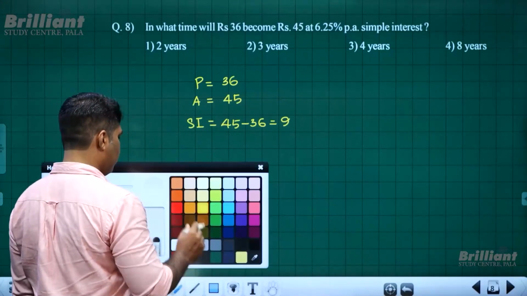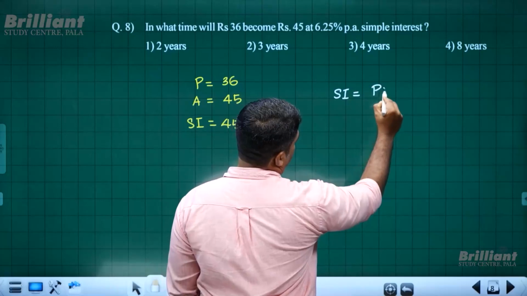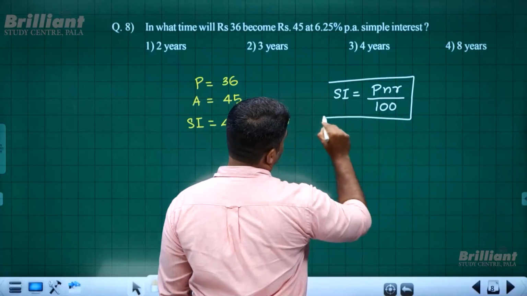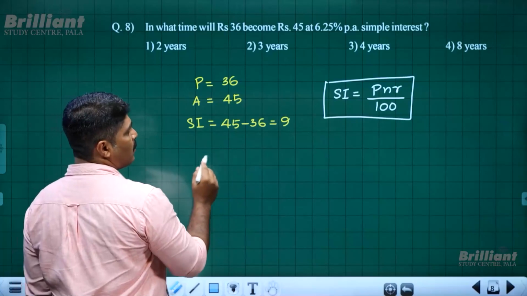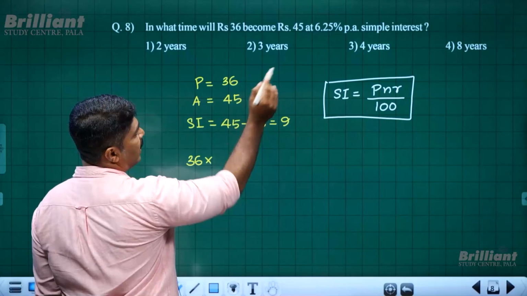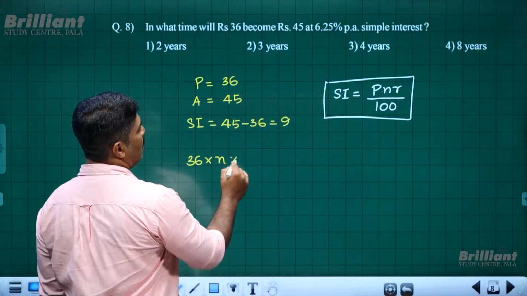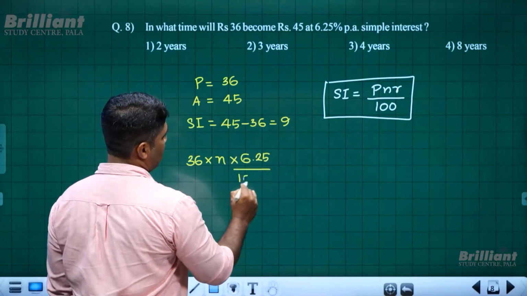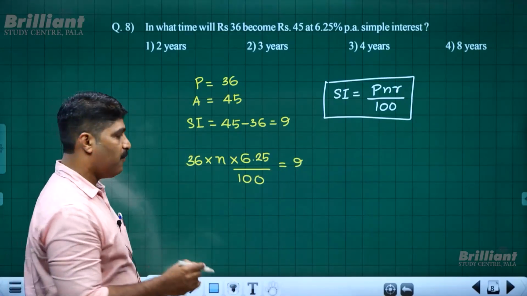Then we know the result for finding simple interest. What is the result for finding simple interest? Simple interest is equal to PNR by 100. If you apply this result directly here, this is equal to P. N means here we have to find out the time. So therefore N itself, into R, R is 6.25 by 100, is equal to 9. From this step, we can easily catch the value of N.